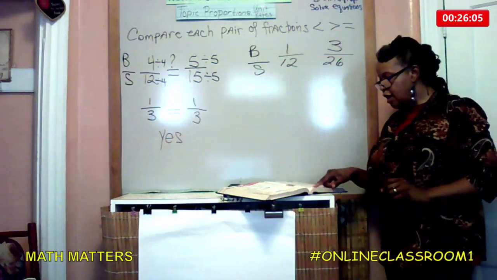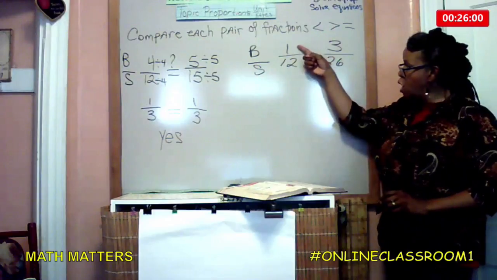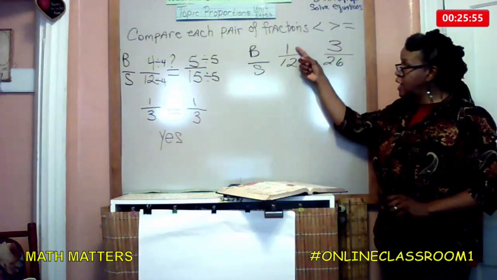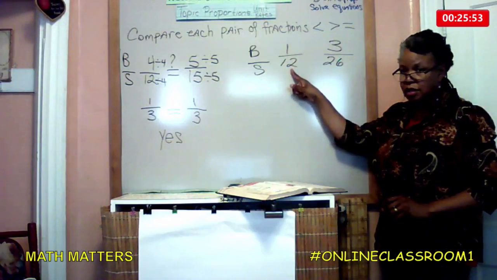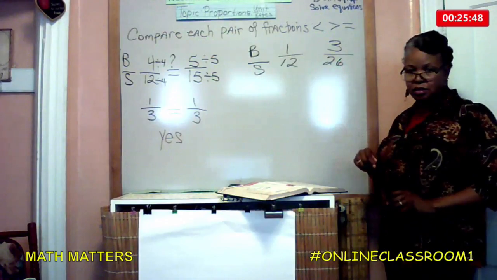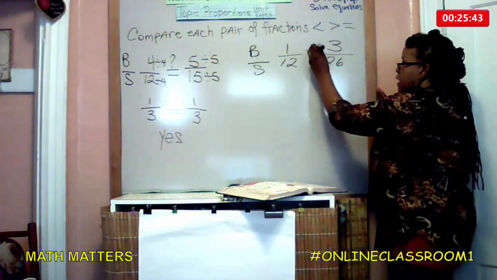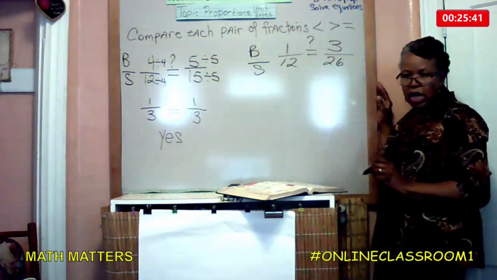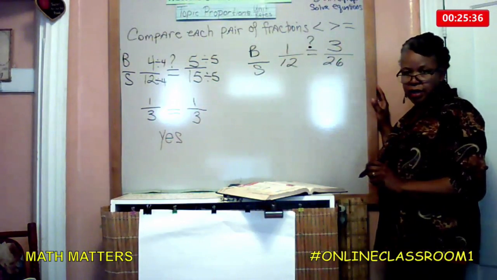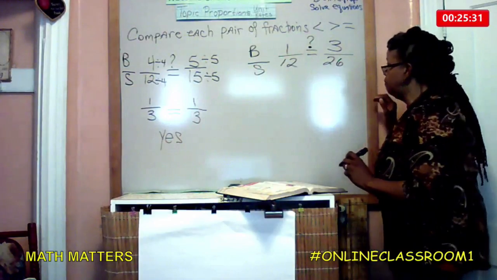Are these ratios equivalent? So 1 birthday in June out of 12 students, 3 birthdays in June out of 26 students. Are they equivalent? Are they equal? If the answer is yes, then we have a proportion. If the answer is no, we don't have a proportion. Okay, so let's look.